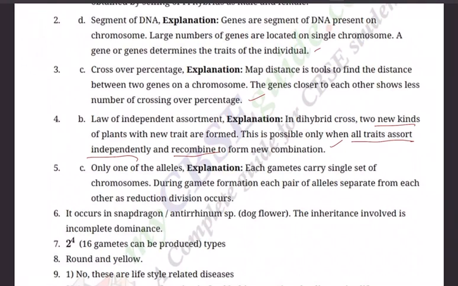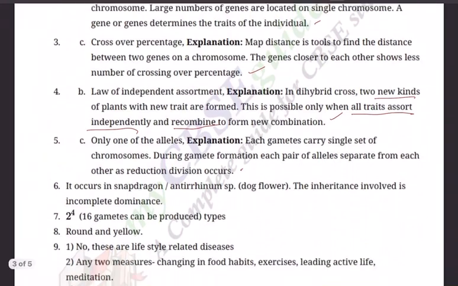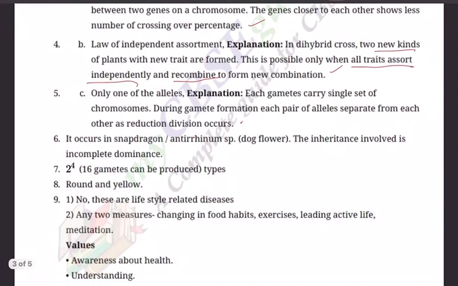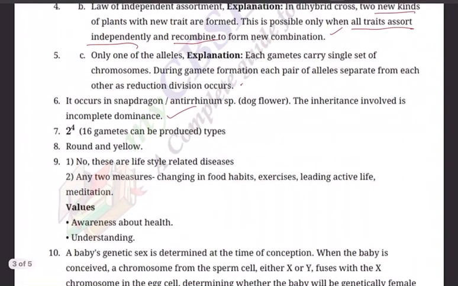Question number 5, C. Only one of the alleles. Each gamete carries a single set of chromosomes. During gamete formation, each pair of alleles separates from each other as reduction division occurs. Question number 6. It occurs in snapdragon, the four o'clock plant, and Antirrhinum species. It's called dog flower. The inheritance involved is incomplete dominance.